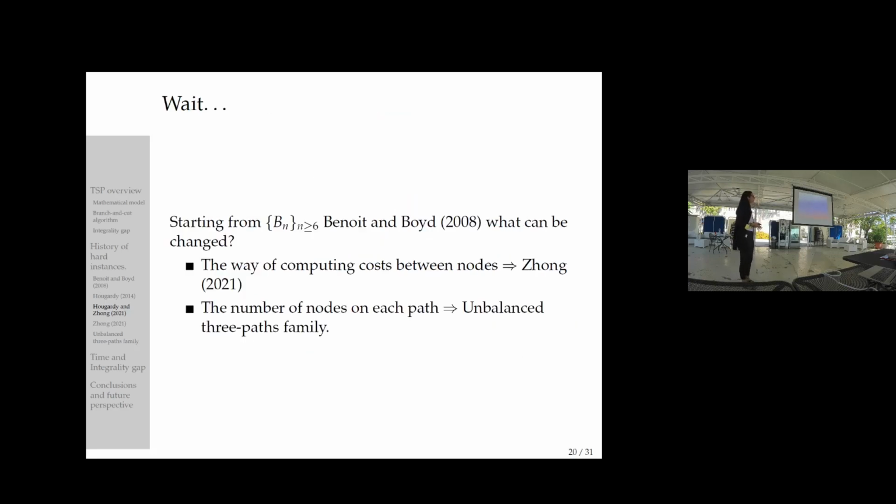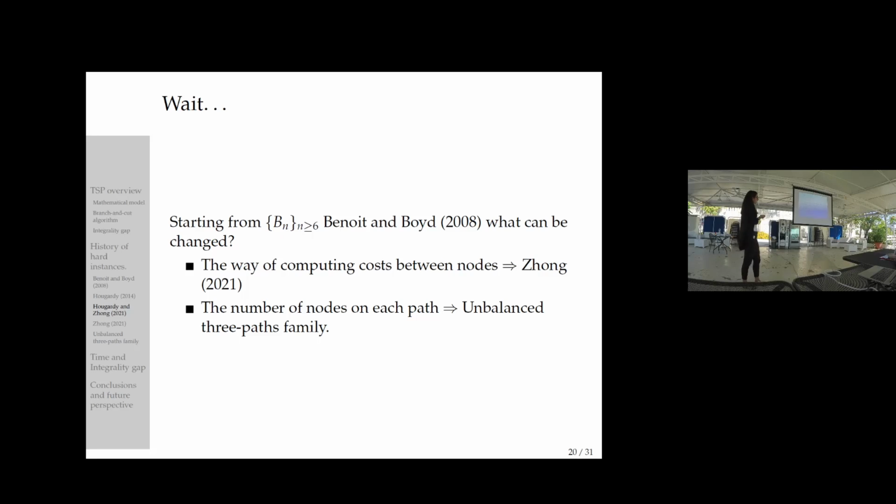Okay, now we will stop for a minute and make just a small consideration. We started with a three-path and two-triangles family, and this is the family with the highest integrality gap. So one may ask, what can we change? And what happens if we change something? So this is what basically we are working on.